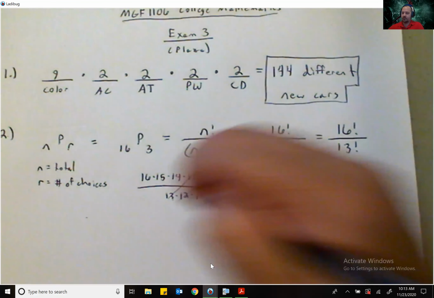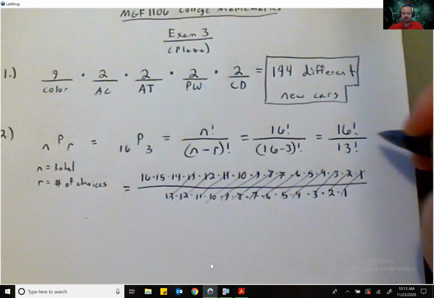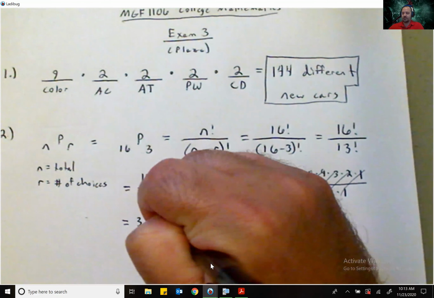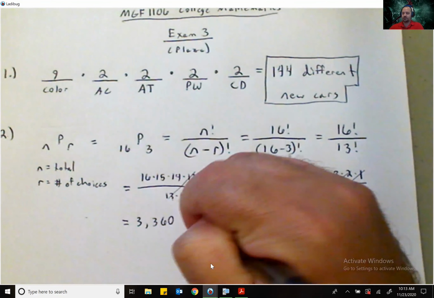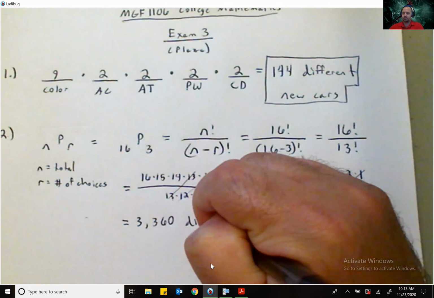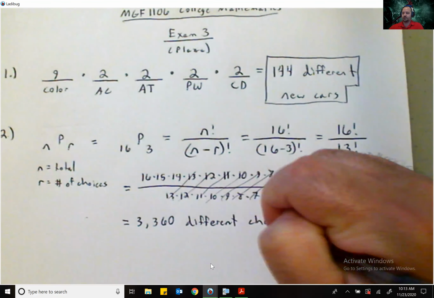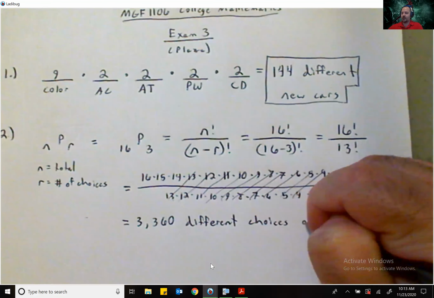So in the end, the answer is 3,360 different choices of officers.